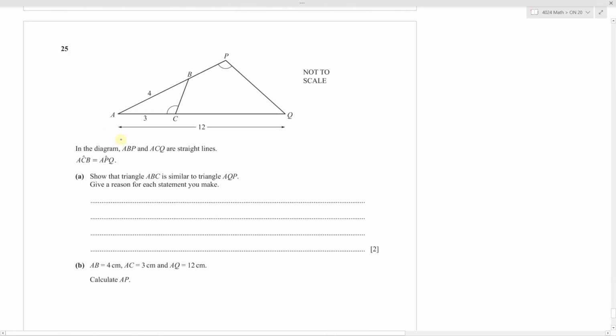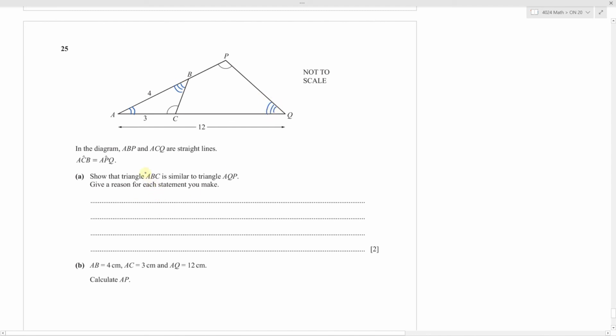Question number 25 is, in the diagram ABP and ACQ are straight lines. Angle ACB and APQ are equal. Show that triangle ABC is similar to triangle AQP. Give a reason for each statement you make. So we can see that ACB is this triangle and APQ is this bigger triangle. You're already given that these two angles are equal. Then this angle is common between the two triangles. Since two angles are equal, so the third one becomes equal automatically.